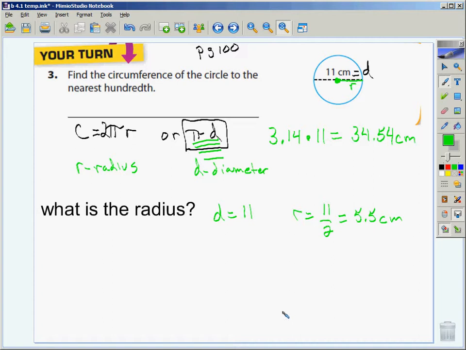Now the reason it's important to understand that if they give me a diameter that I can find the radius, when you go to work with area, the formula for area says pi r squared. There's no way to do the area of a circle with the diameter. Although you can do circumference, you can't do area. Question?